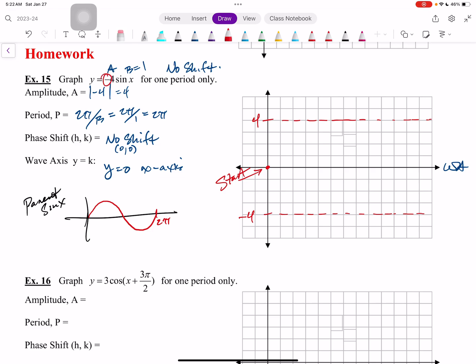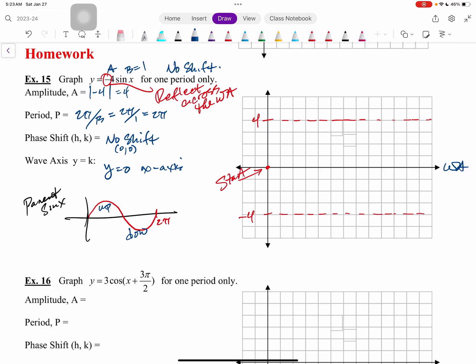Well, this one is reflected. So this little negative right here is a reflection across the wave axis, or across the midline, which happens to be the x-axis here. So instead of having an up-down cycle, it's going to be the opposite. Instead of going up and then down, we're going to go down then up.